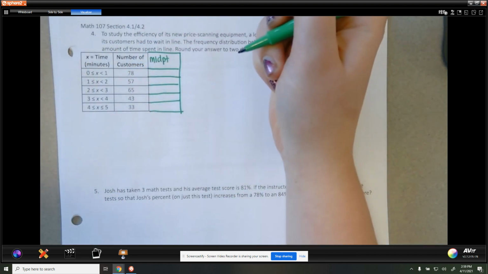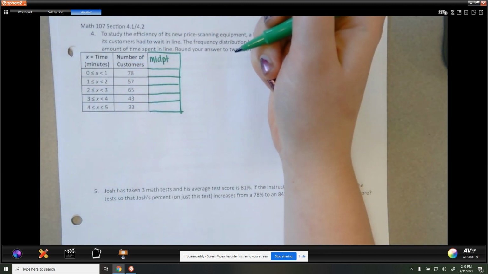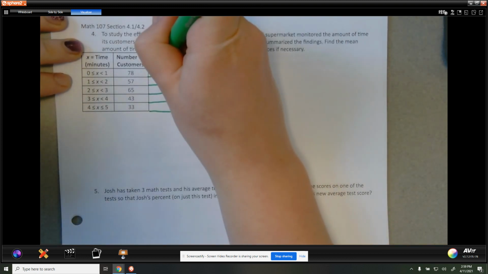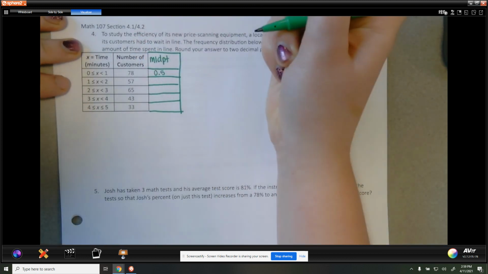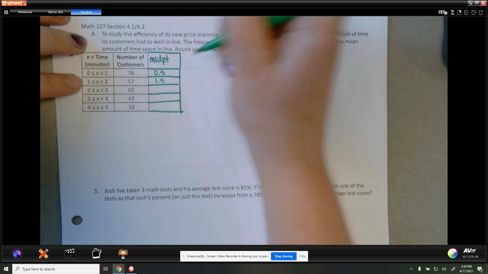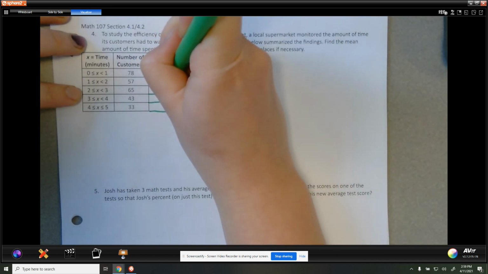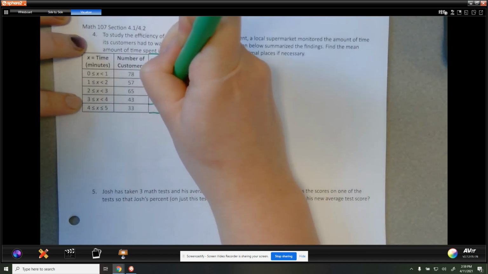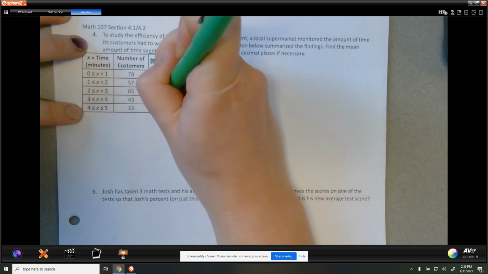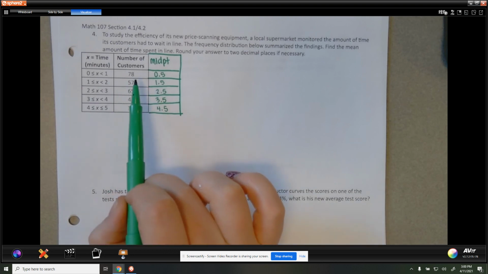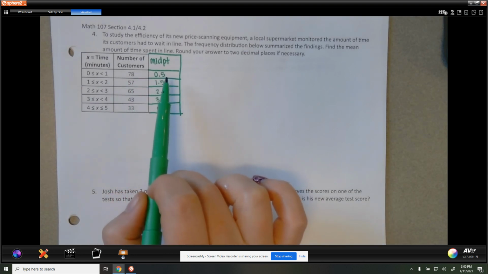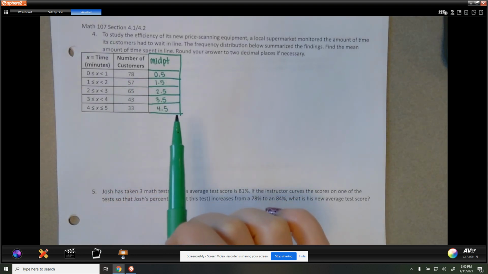Okay, so halfway between 0 and 1 minute, I'll stick in minutes, is 0.5 minutes. This would be 1.5 minutes, 2.5 minutes, 3.5 minutes, and 4.5 minutes. You could do that in seconds if you want, but I'm going to just leave it as minutes and see how this goes. Then we multiply the number of customers times our midpoint, and add all those up to get our sum on top.